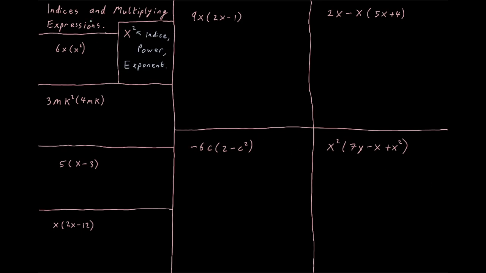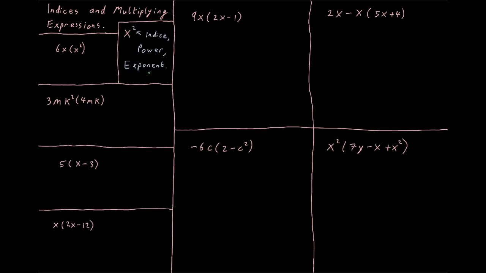Hello. Now we are going to look at multiplying expressions where we have to deal with indices more than we have before. So to remind ourselves, an indice is the power on a number. So if I have x squared or x to the power of 2, the 2 is called an indice.